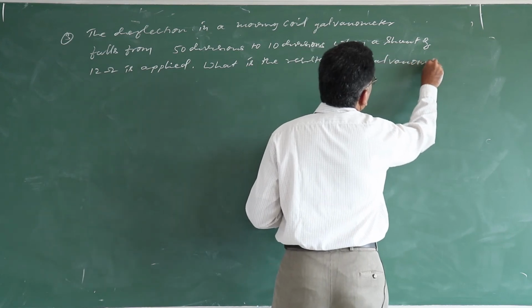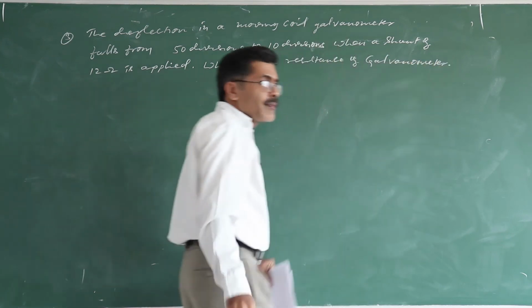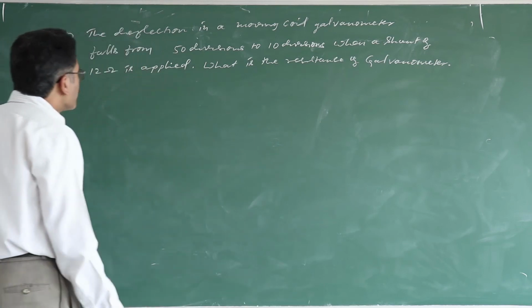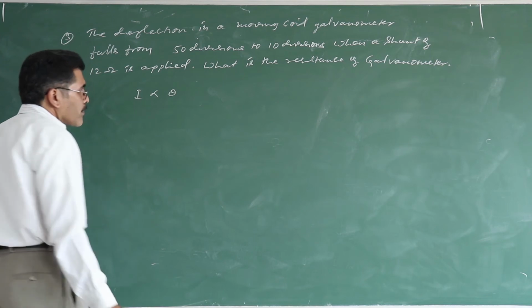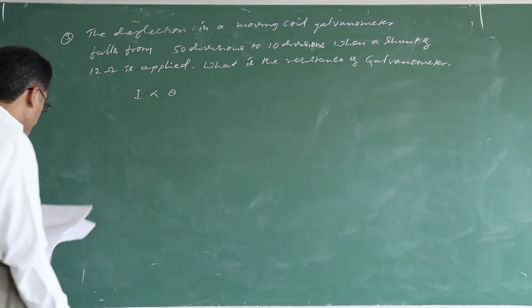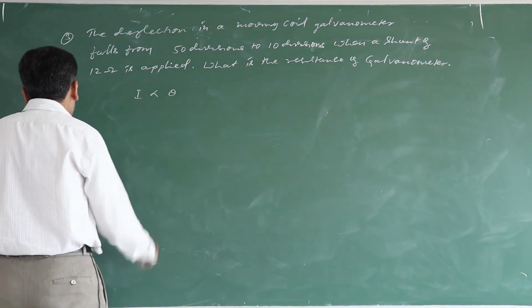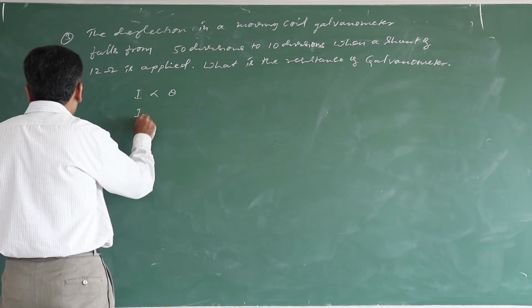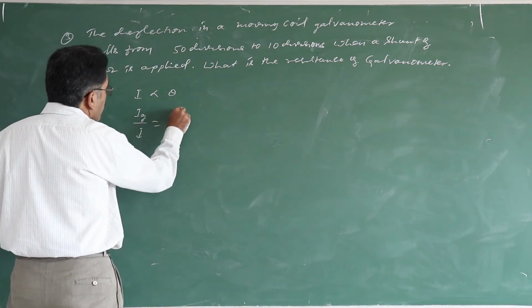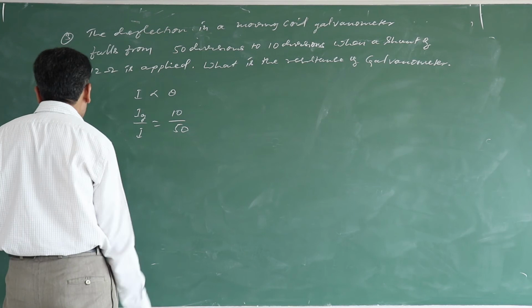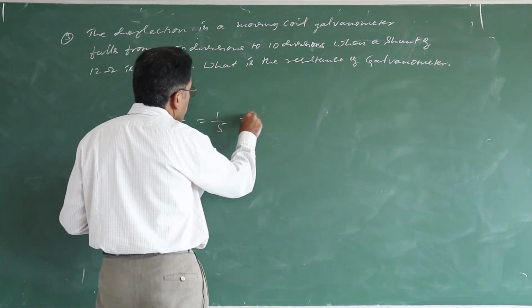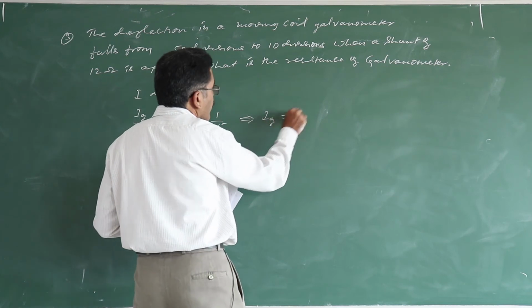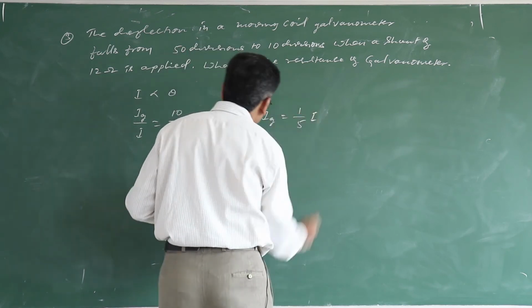See here, galvanometer resistance is not given. You have to determine that. So you know that the current is directly proportional to deflection produced. Therefore Ig by I is equal to 10 by 50. This becomes equal to 1/5. This implies Ig is equal to 1/5 of I.